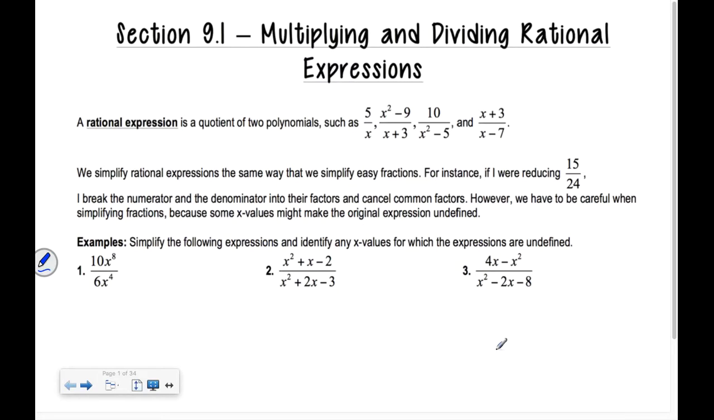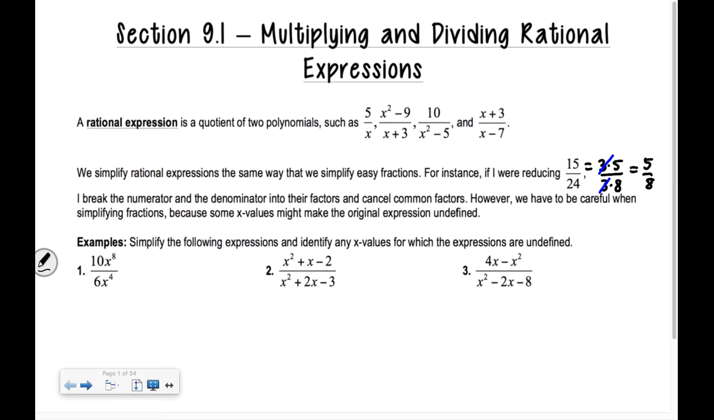So it says we simplify rational expressions in the same way that we simplify easy fractions. For instance, if you were reducing 15 over 24, you could break the numerator and denominator into their common factors. What is in common with 15 and 24? 3, right? So we think of this as 3 times 5 over 3 times 8, and we say they're both divisible by 3, so I'm going to reduce it by dividing by 3 and dividing by 3, and then we get 5/8, right?